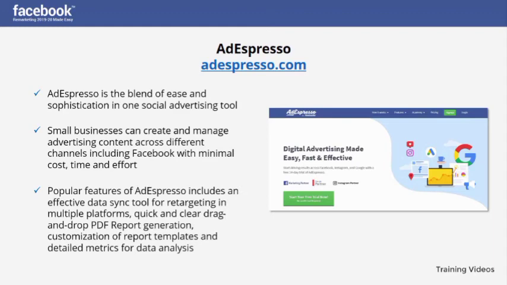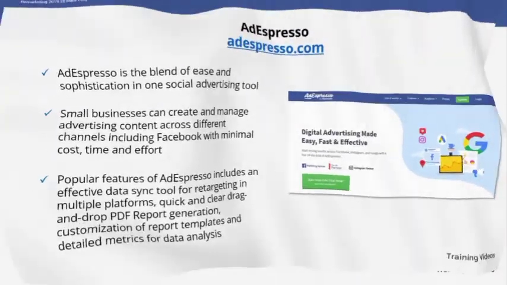Popular features of AdEspresso include an effective data sync tool for retargeting in multiple platforms, quick and clear drag-and-drop PDF report generation, customization of report templates, and detailed metrics for data analysis. It is also more affordable for small businesses compared to Quaya, as the subscription fee starts from $69 per month.